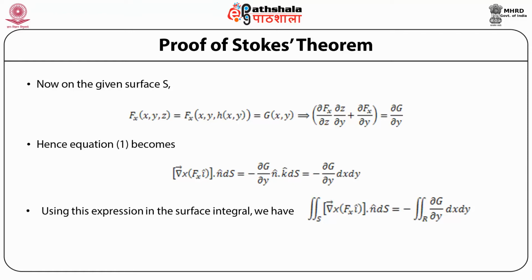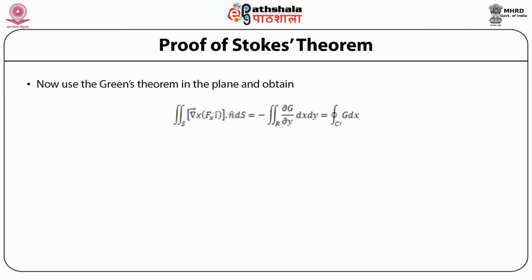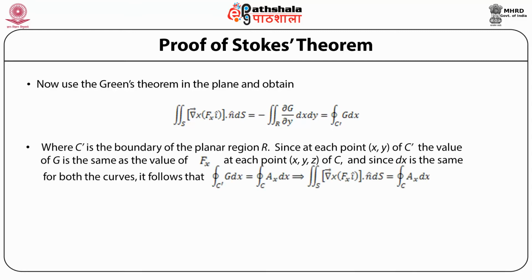Using this expression in the surface integral, we have the surface integral over S of del cross f_x i cap dot product with n cap dS is equal to minus the surface integral over R of del g by del y dx dy. Now we use Green's theorem in the plane and obtain the surface integral over S of del cross f_x i cap dot n cap dS is equal to minus the surface integral over R of del g by del y dx dy, which is equal to the line integral over the closed loop C dash of g dx, where C dash is the boundary of the planar region R.